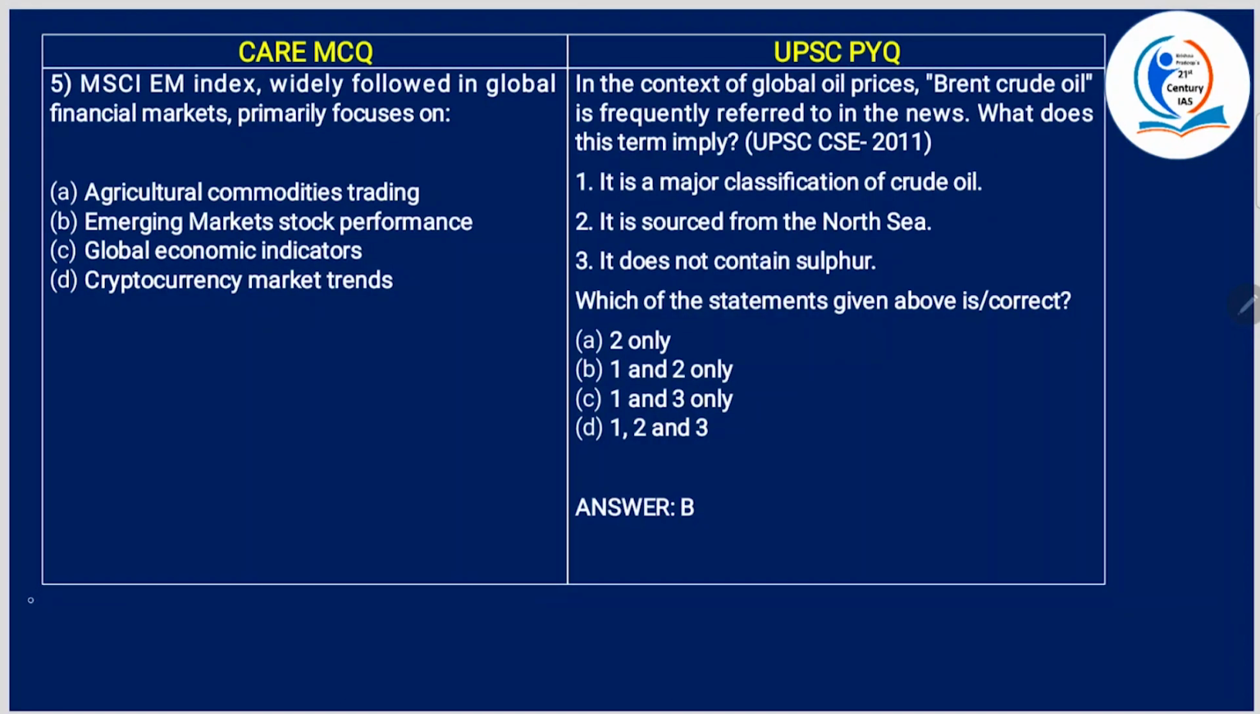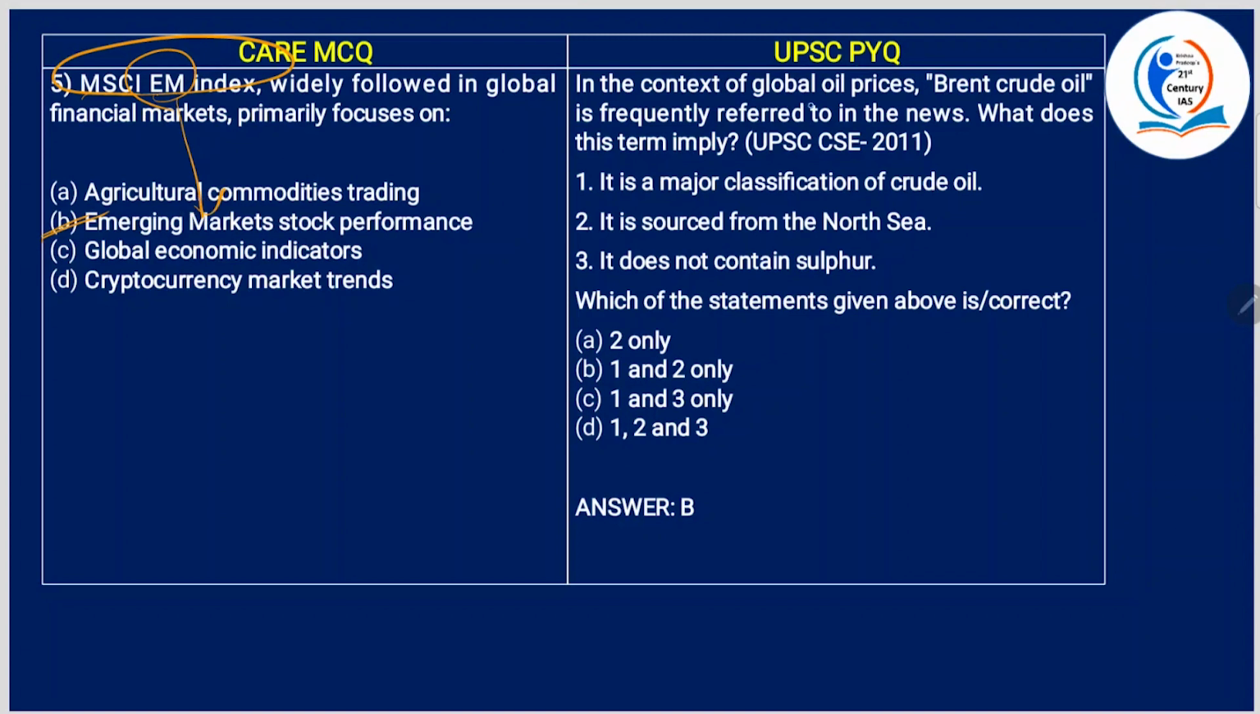MSCI EM index, widely followed in global financial markets, primarily focuses on, see, some popular reports or indices, you should know everything about them, but which are in news but not very popular, just you have to know the report and the purpose of the report. Fine. So it is about emerging markets. The name itself is saying, EM means emerging markets. So B is the answer.